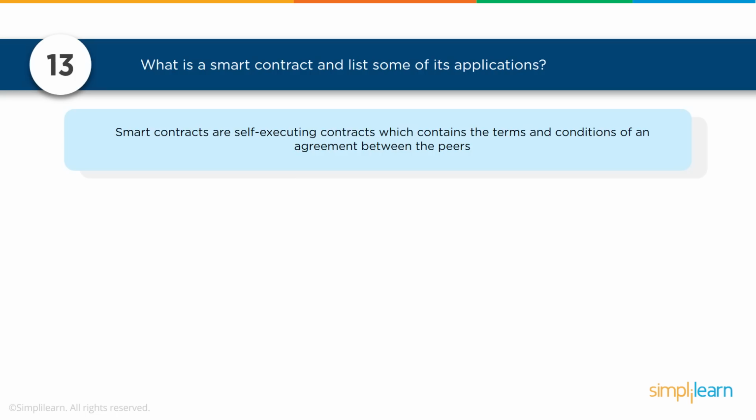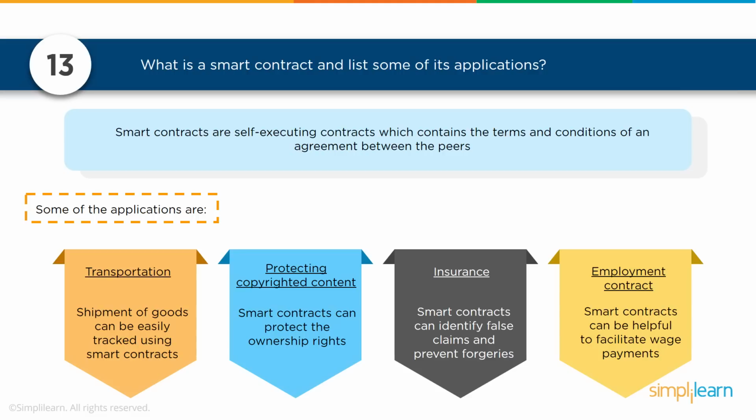What is a smart contract, and list some of its applications? Smart contracts are self-executing contracts. These are basically digital contracts which contain the terms and conditions of an agreement between two parties, between two peers. Some of the applications can be used in transportation, where shipment of goods can be easily tracked using smart contracts. As there's a movement of goods and it is exchanging hands between different parties, there could be a need of a smart contract between the parties. It is also used in protecting copyrighted content like music or books or the literature which you have written. So smart contracts can protect the ownership rights.